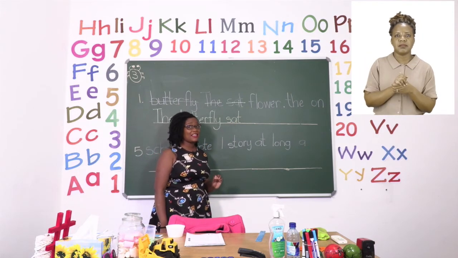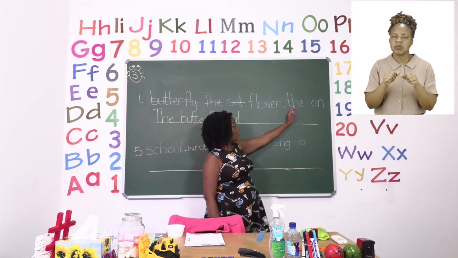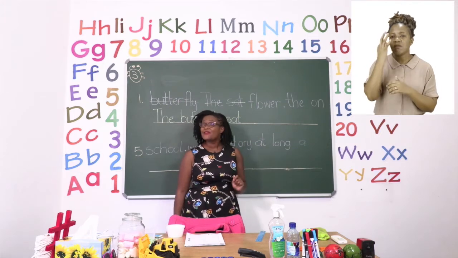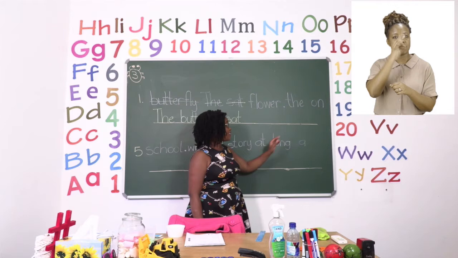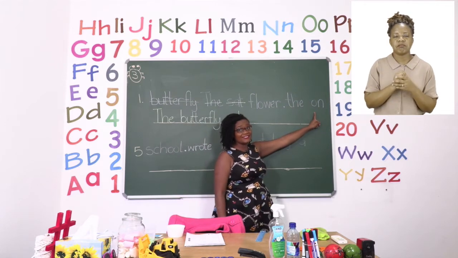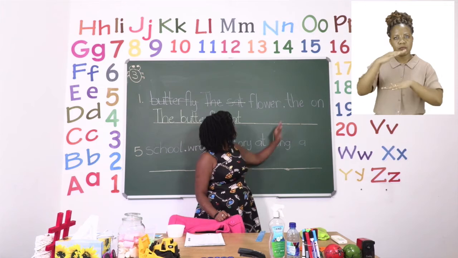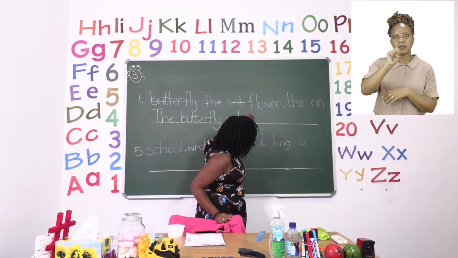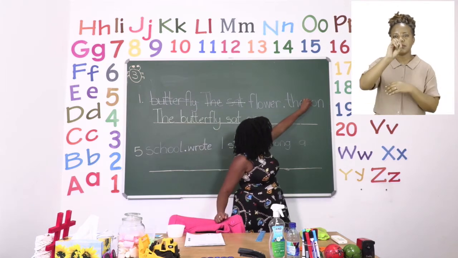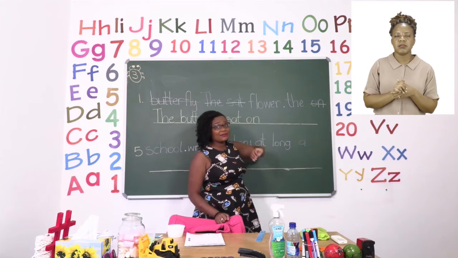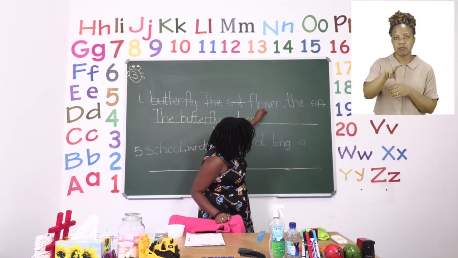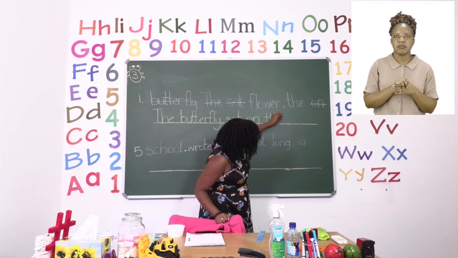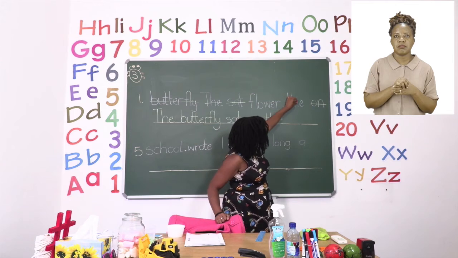Now we need to continue either with flower, the, or on. Now we can't use flower because it has a full stop at the end. So it's either the or on. In this case, it is the word on. So we're going to write our word on. And then we cross it out. Then we write the next word, which is the. And we are going to write it neatly. After writing the word the, we are going to cross it out.